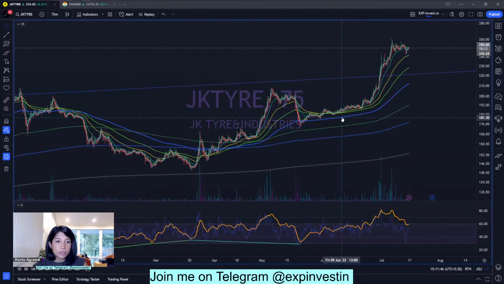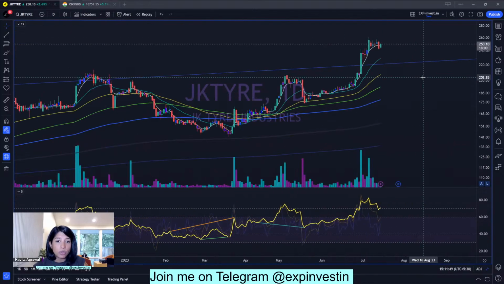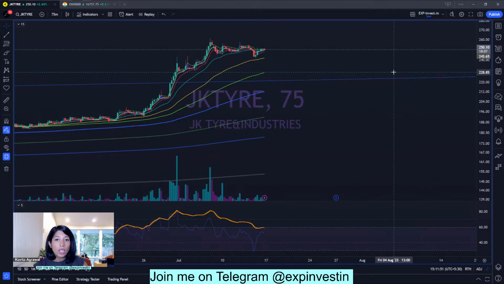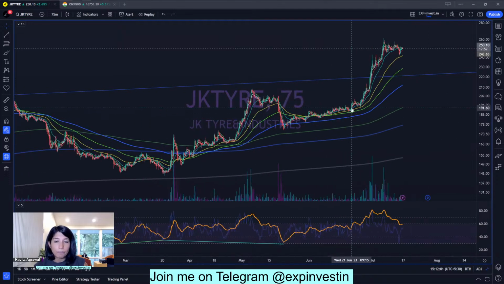Like I said, the stop loss for the short-term position should be 241, but if you are holding a longer-term position, then I would suggest that you maintain a stop loss under the 100 EMA of the 75-minute time frame, which would be slightly below 227. Okay, so that's JK Tyre for you.